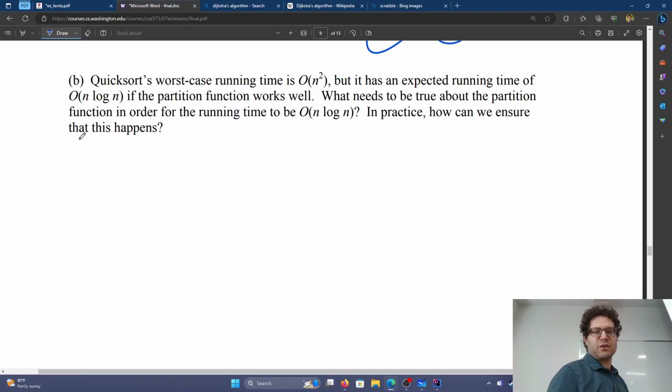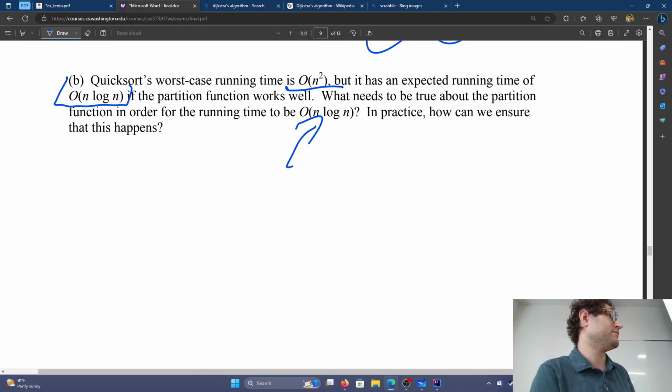Okay. Worst case, so now here's another important one. Quicksort's worst case runtime is O of n squared, but its expected runtime, its average case, is n log n. And that's true if the partition function works well. What needs to be true about the partition function in order for us to get n log n rather than O of n squared?